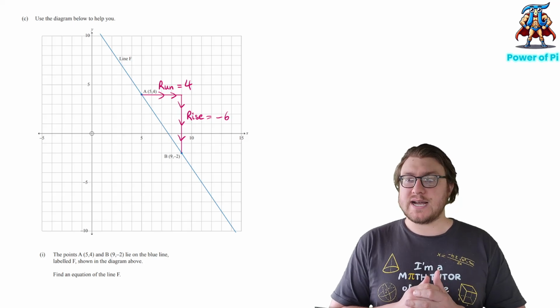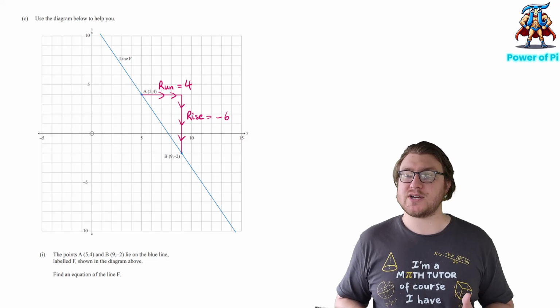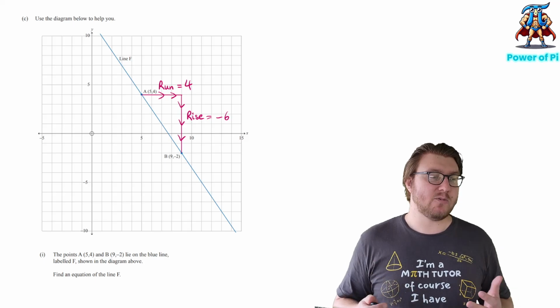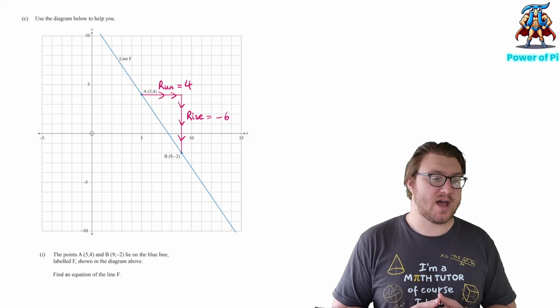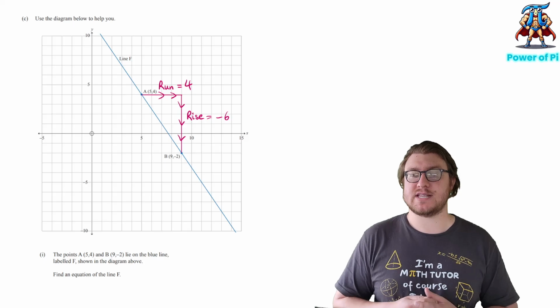Right, we're almost done. There's 2 more questions. So this question here is another graph question. Use the diagram below to help you. And here we have points A and B, and they lie on this blue line. What we want is to find the equation of this line.